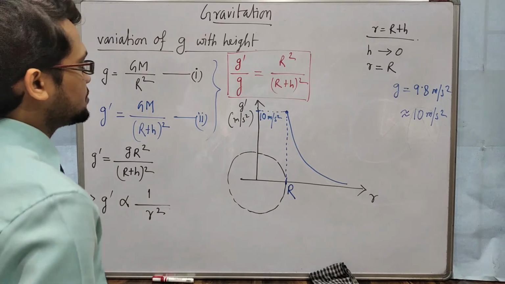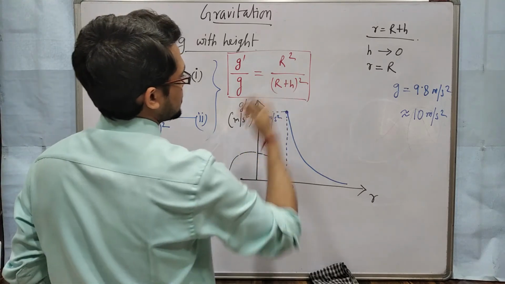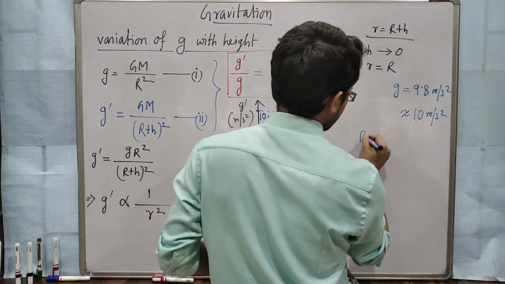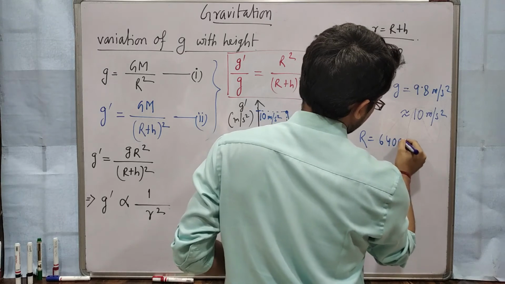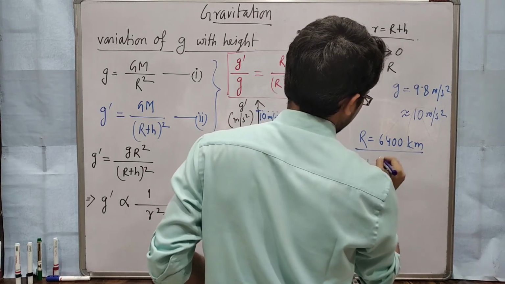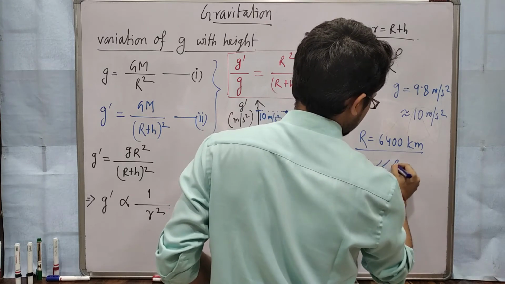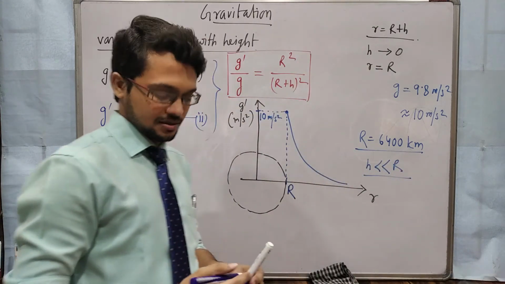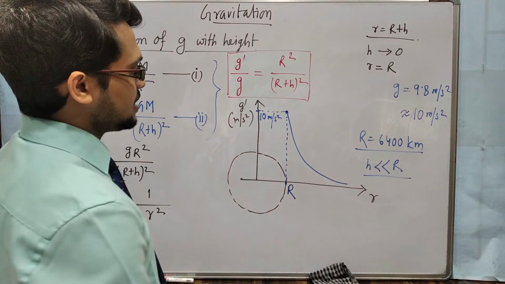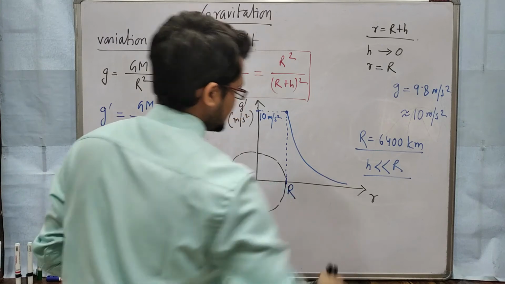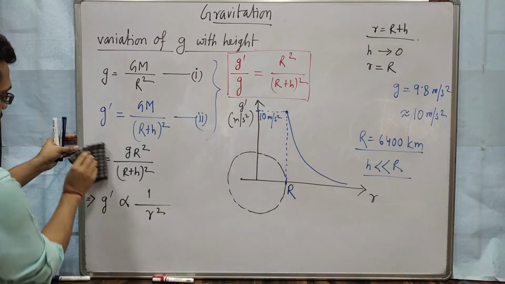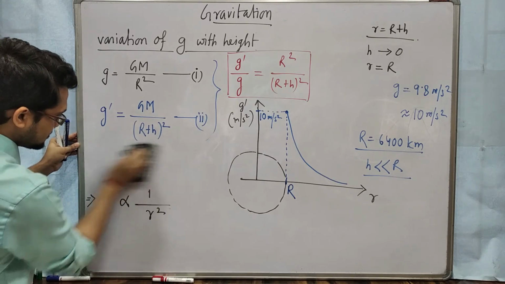Now we will see what happens if h is very small compared to r. Radius of earth is 6400 kilometer. With respect to this, if h is very less than r, suppose h is 10 kilometer, 5 kilometer, or suppose 100 meter, then what will happen? This thing we will see now. So I am erasing this portion, and from this point we will start the calculation.